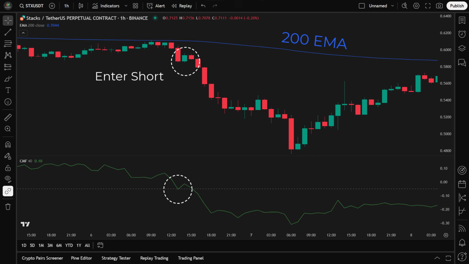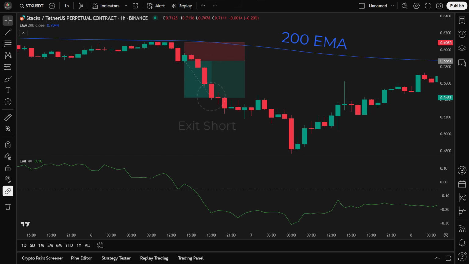Just like before, we calculate our stop loss using the average true range. This gives the trade enough breathing room, while still protecting us from large, unexpected moves. For take profit, we again apply a 2-to-1 risk-reward ratio. If a candle closes below the take profit level, we exit the trade and lock in the gains.